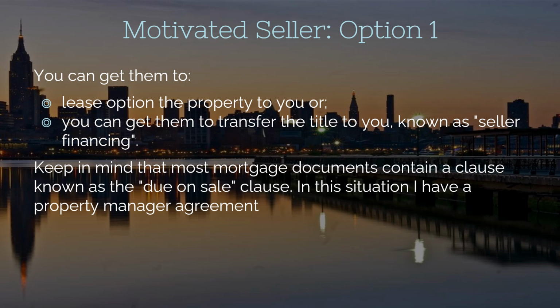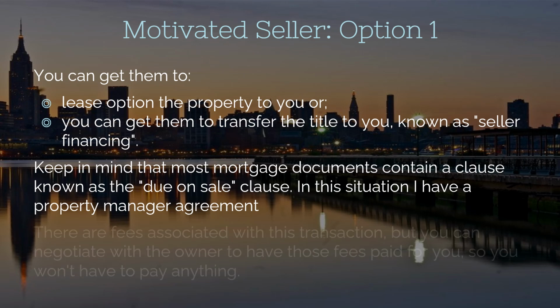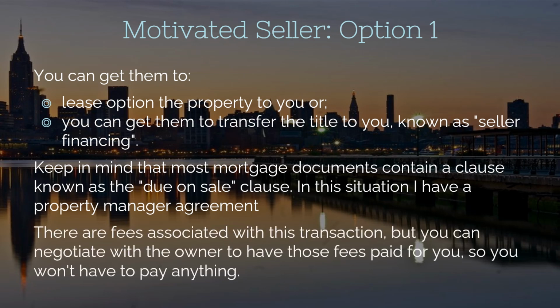I inform the bank that I'm the property manager for the current owner and the payments will be made from this account. I usually have the property management agreement in place in those situations. In conclusion, the best way to get a property from a motivated seller is to lease it and then transfer the title from the owner. Transferring title is a legal transaction that will need to be handled by your lawyer. There are also fees associated with this transaction, but you can negotiate with the owner to have those fees paid for you, so you won't have to pay anything.